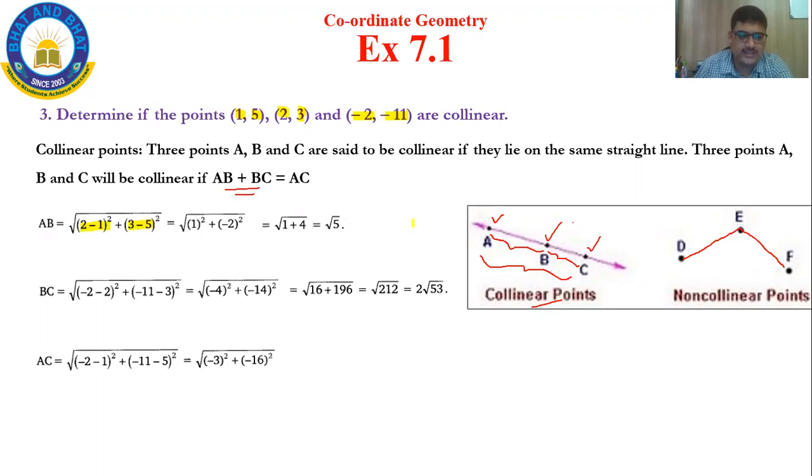Similarly, find out AC, the third distance. Minus 2 minus 1 the whole square, plus minus 11 minus 5 the whole square. Correct, Sachin? Yes. So this will be root of 265. Correct.